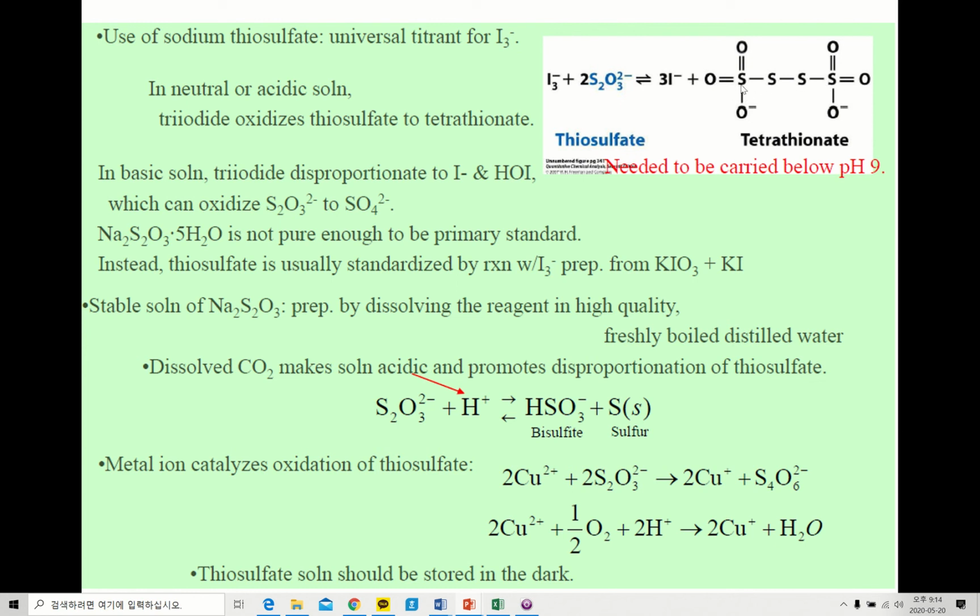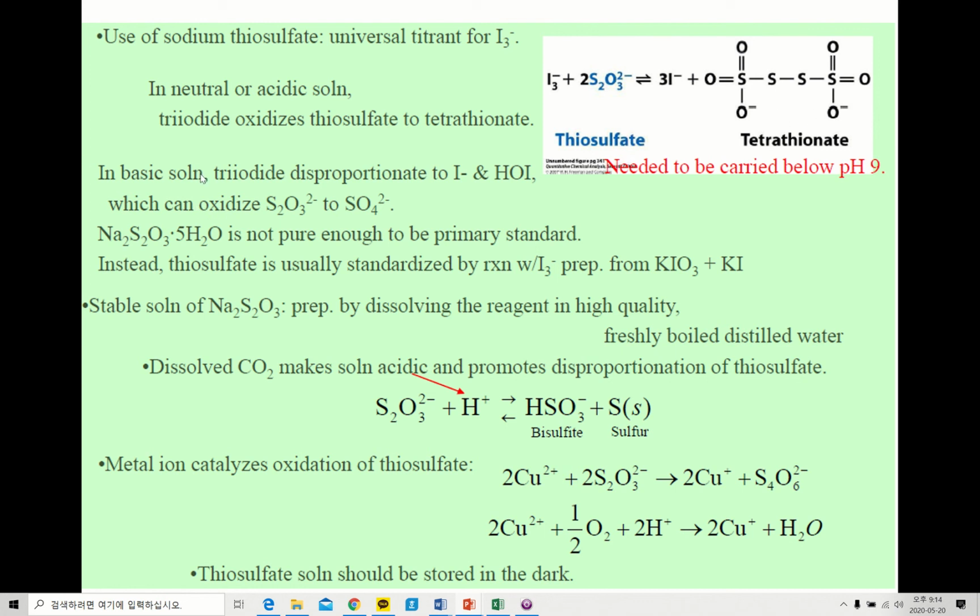Of course, this sulfur is different from this one, because they are in different environments. But on average, what's the oxidation state of sulfur in tetrathionate? You calculate. The answer is 2.5. So it increased by 0.5. Right.